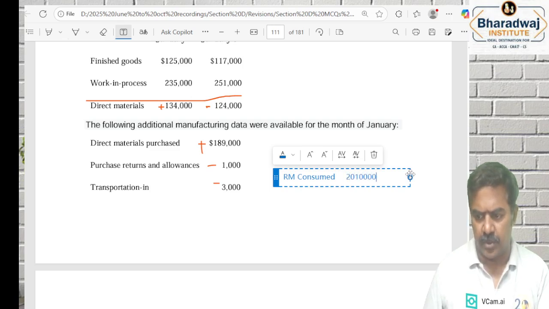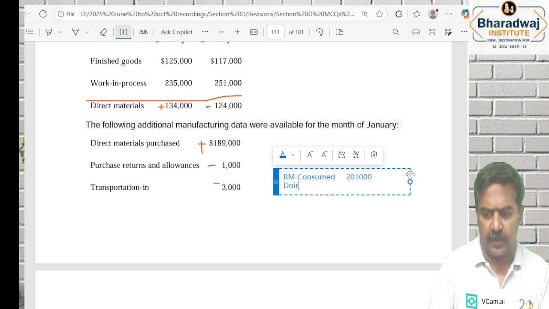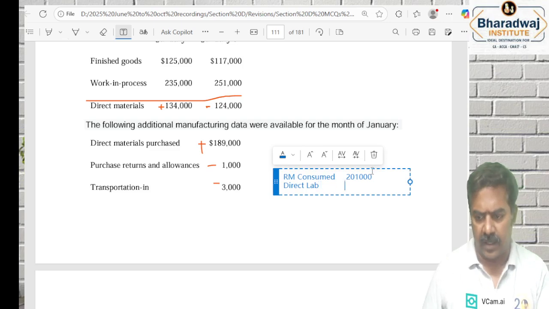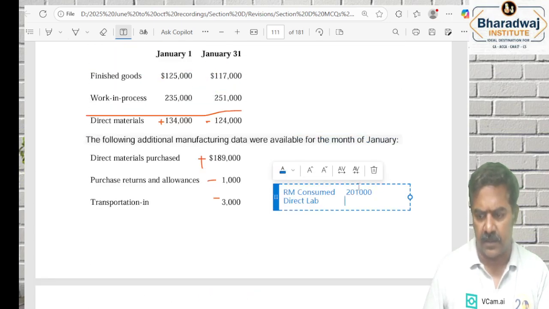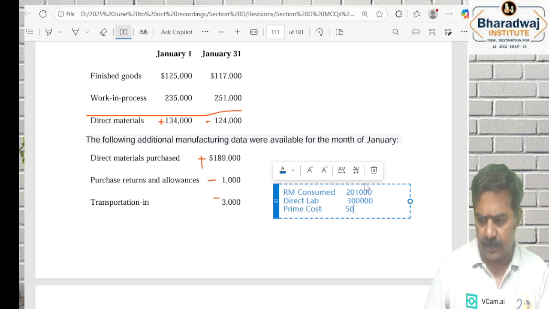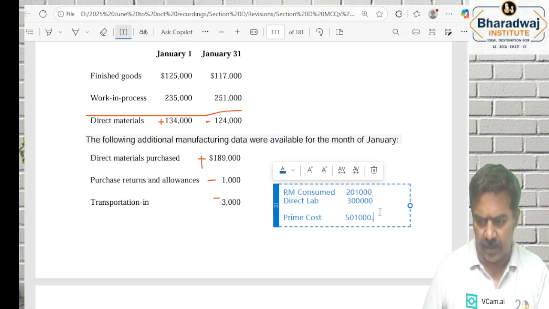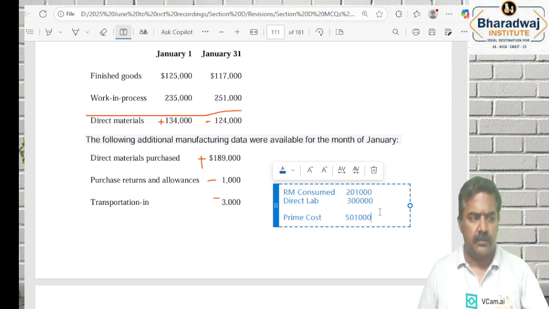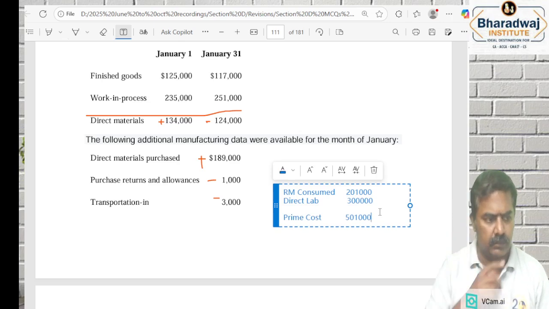2,01,000 raw material consumed. Direct labor cost, given in the question, 3 lakhs. So prime cost is 5,01,000. Add factory overheads. How do they apply the factory overheads? 60% of direct labor.